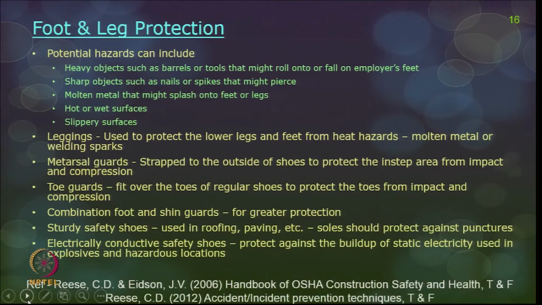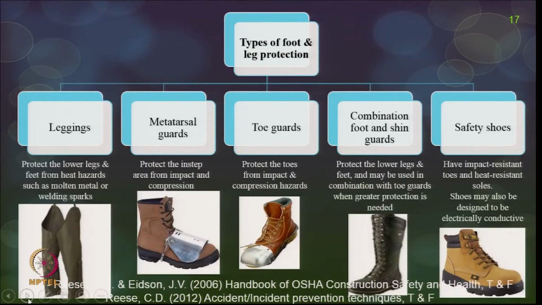Again, the leg protection is of so many types. Number 1 is leggings. Then you have metatarsal guards, toe guards, combination of foot and shin guards, sturdy safety shoes and electrically conductive safety shoes. Okay. So, the pictures are like this. Leggings protect the lower legs and the feet from heat hazards such as molten metal or welding sparks.